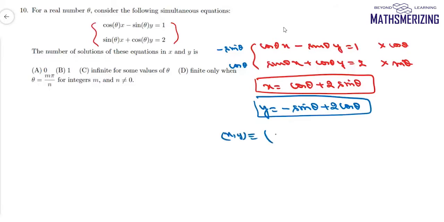They should be cos theta plus 2 sin theta, and then minus sin theta plus 2 cos theta. So for any value of theta, we'll get a unique value of x and y. So the answer should be, there's only one solution to this system of equations.